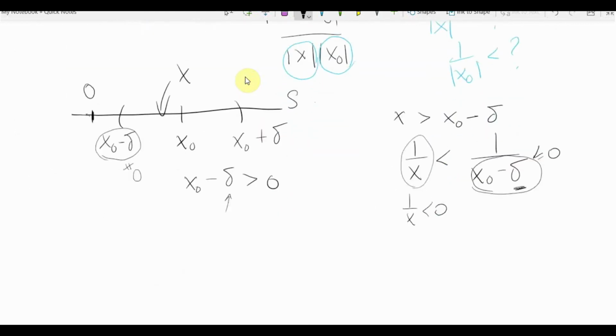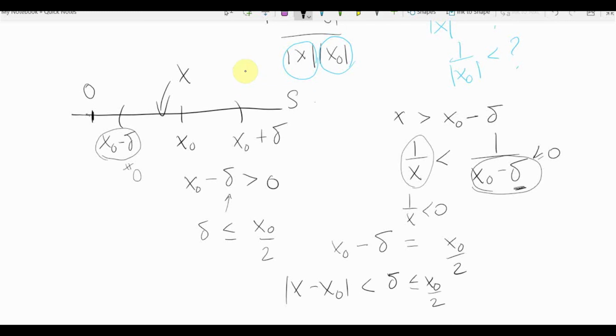And so one thing I can do is to simply take delta to be at most x naught over 2, for example. I could even have x naught over 4, or x naught over 41. But if I take x naught over 2, then this is nice and simple now, because x naught minus delta is going to be at least x naught over 2, right? So essentially now I have that x minus x naught will be less than delta, which is less than or equal to x naught over 2.